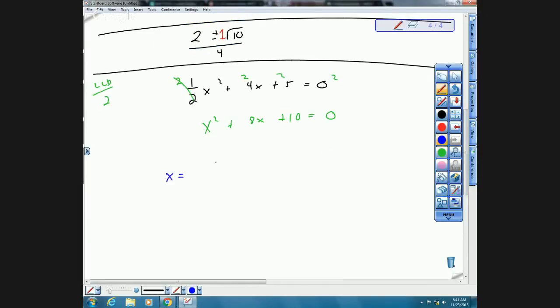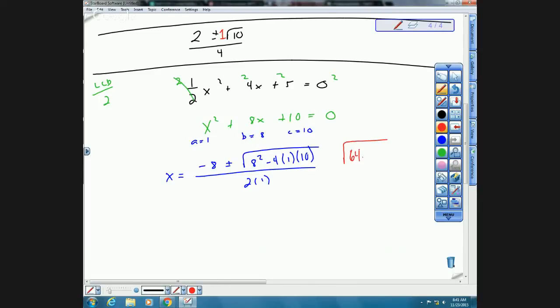So here the opposite of, oh wait, let's label these. A is 1, B is 8, C is 10. So the opposite of B plus or minus the square root of B squared minus 4 times A times C all over 2 times A. So underneath the radical is what, 64 minus 40? Which is 24.